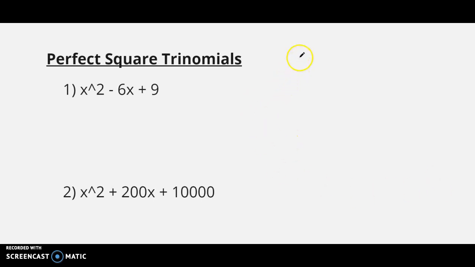Now, you know you have a perfect square trinomial if you have a quadratic that has this format: a squared plus 2ab plus b squared. If that is the case, you can always factor it into simply a plus b quantity squared. And the key here is looking for perfect squares at the beginning and at the end.